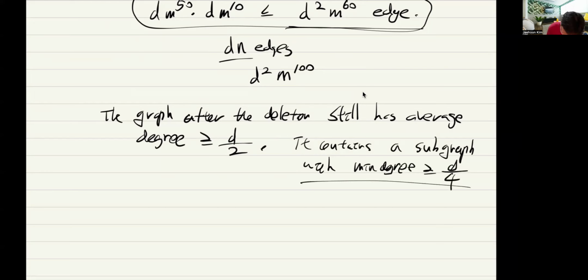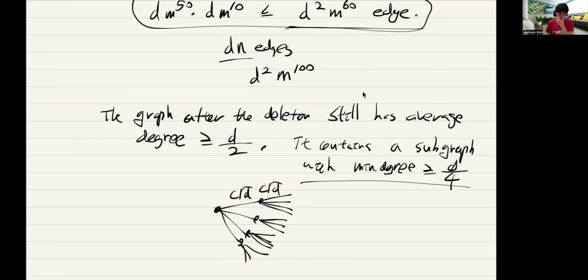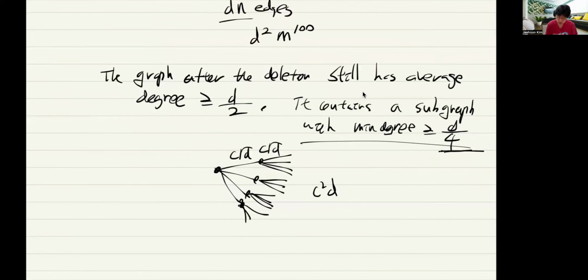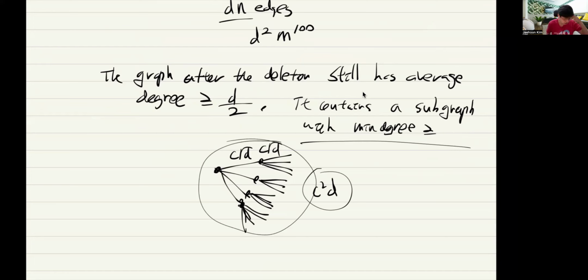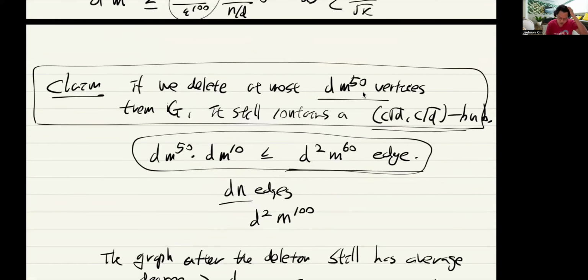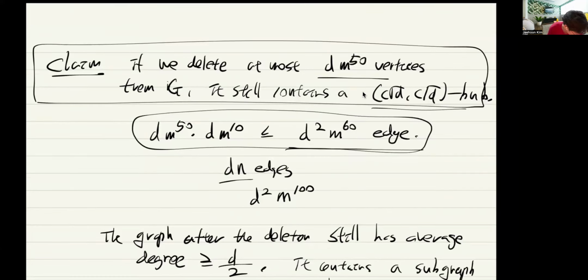Then in here you just take any one vertex, and then you take c times square root of d neighbors, and then here again c times square root of d neighbors, in a way that all these vertices are different. Up to here, the participating vertices are at most this much, and this vertex has at least d over 4 neighbors, so you can choose ones which are different from here. So you get the hub, C times square root of D, comma C times square root of D hub.